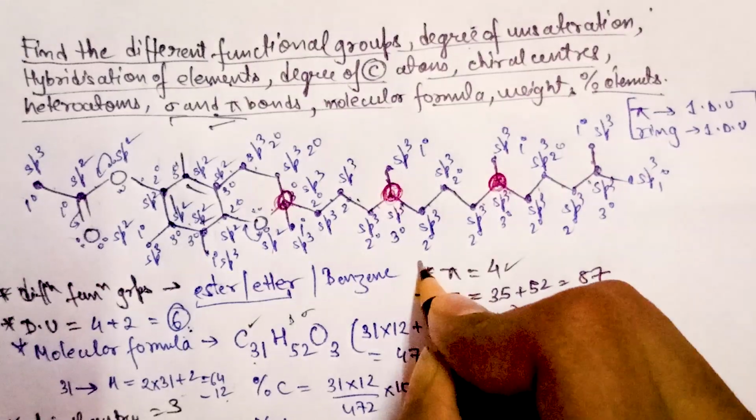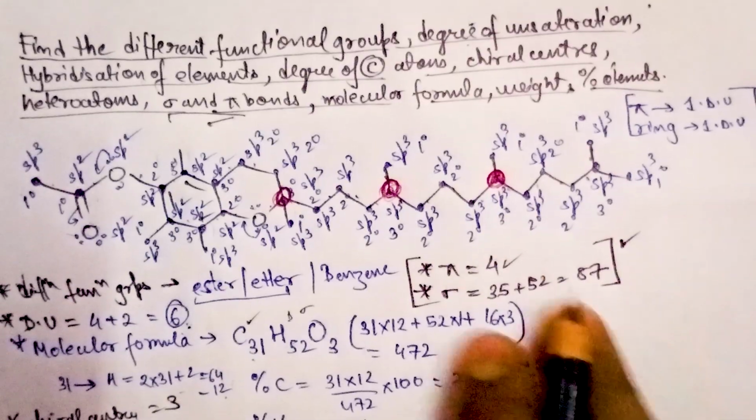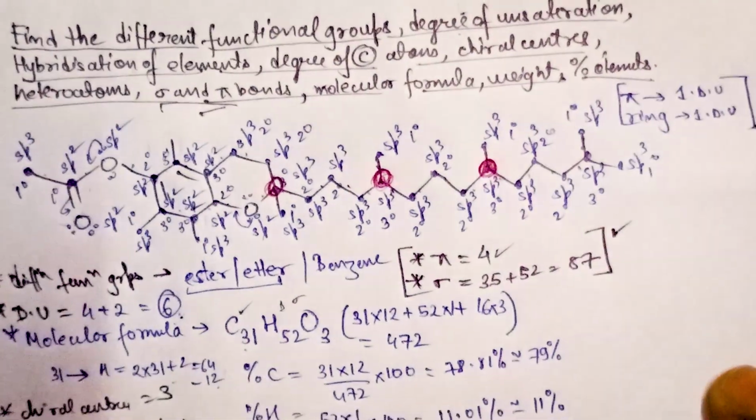Therefore there are a total of 4 pi bonds and 87 sigma bonds, and we have calculated every part of this problem.